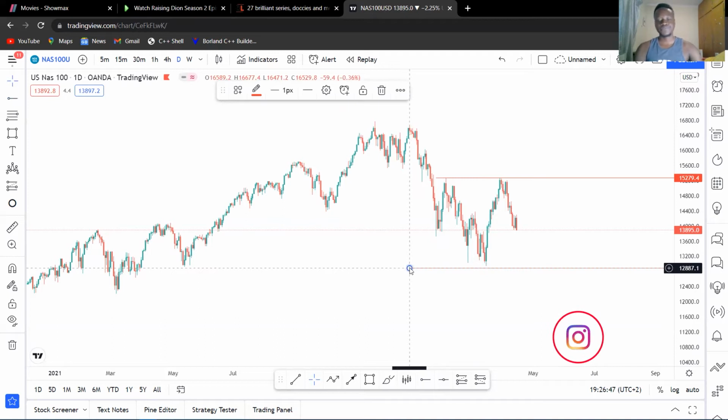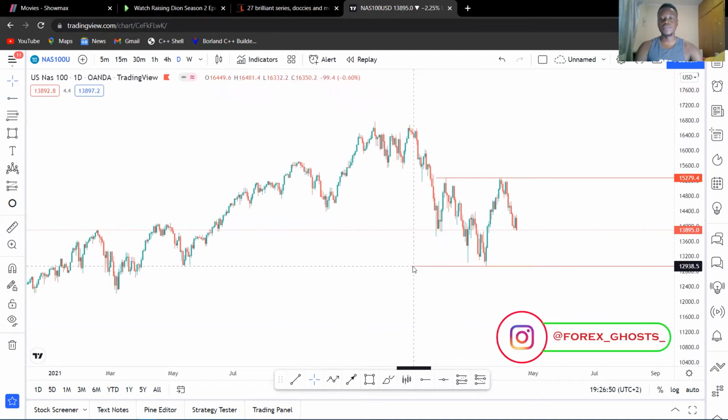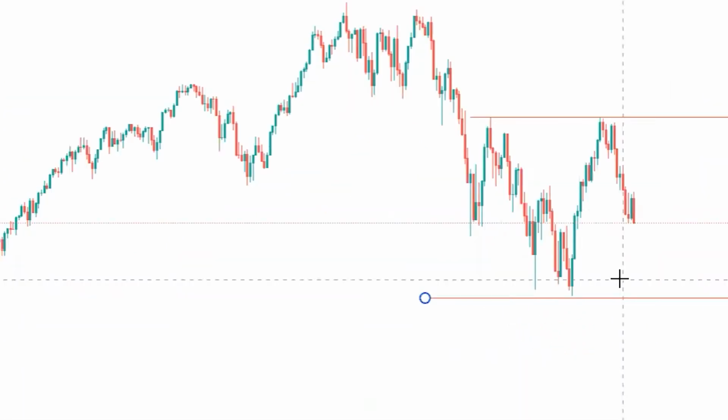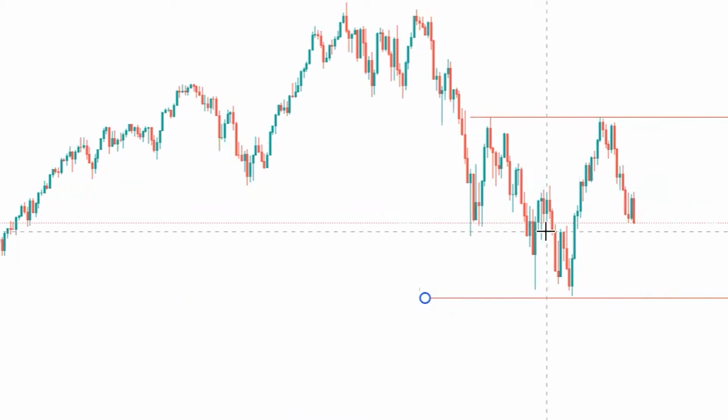So this is what we have on NAS100. This is the lowest low of the market. Now I've created a playground on NAS100. As you can see, NAS100 is kind of trapped in this range, and it's creating an inverse head and shoulder.